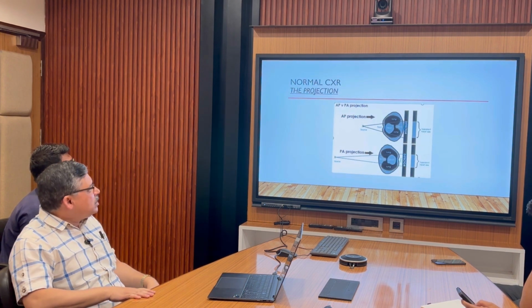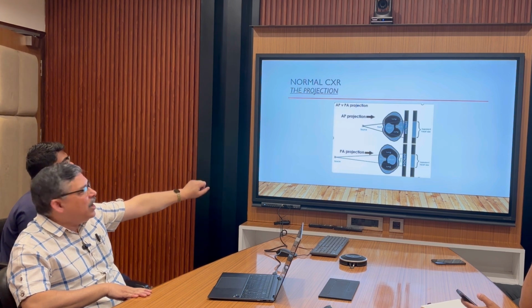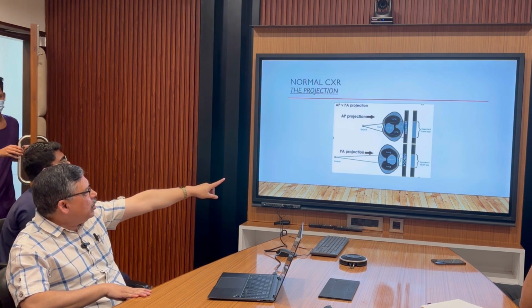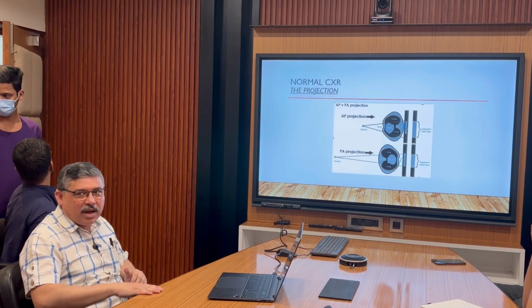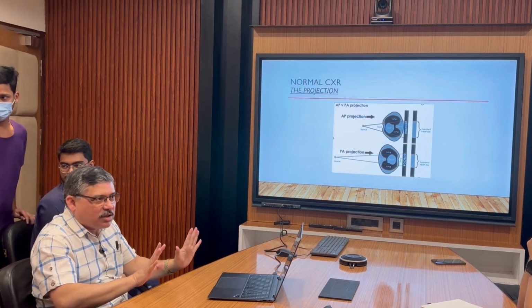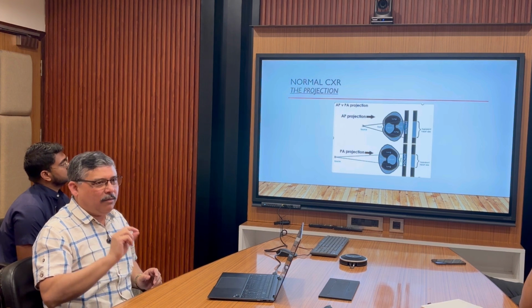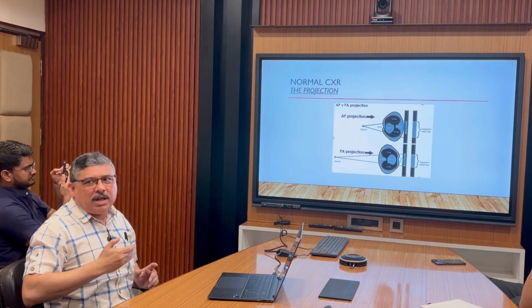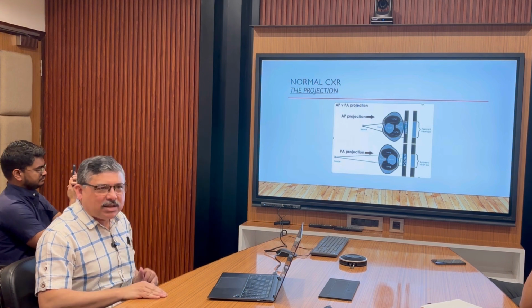So see, this is a projection of the AP and the PA view. The PA view is around 6 feet. The source is fixed at around 6 feet from the patient. So everything is fixed. The patient is going to stand in a particular position. The source of the ray will be at a certain distance, which are all measured, and then you take the X-ray.